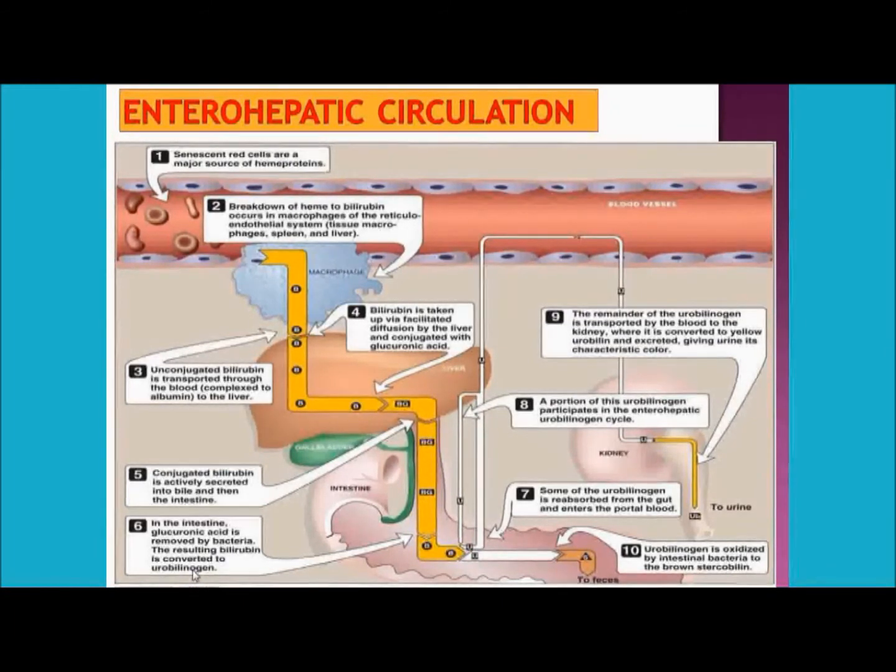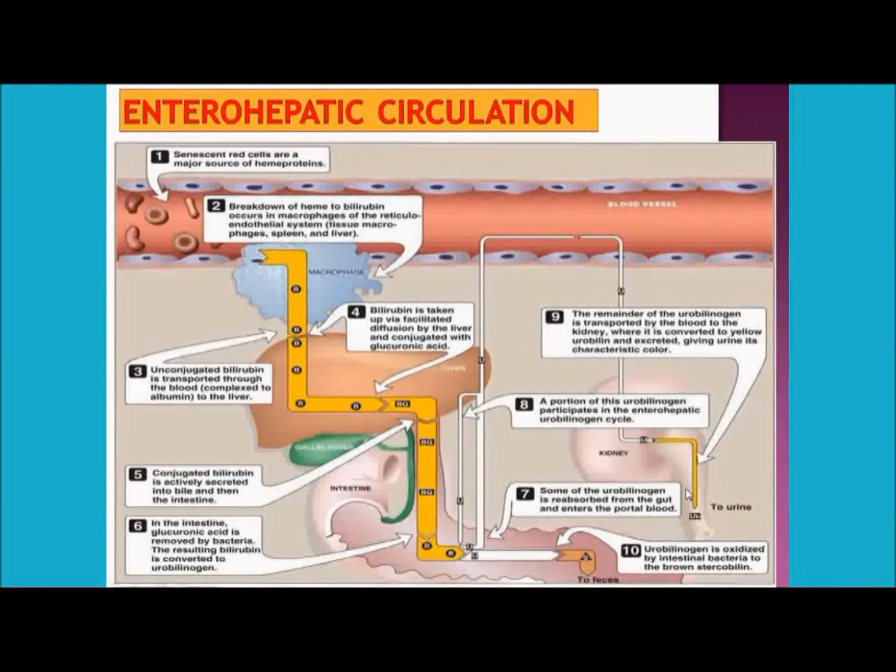Now the resulting bilirubin is converted into urobilinogen. This is the sixth step. The seventh step is that some of this urobilinogen is reabsorbed from the gut and enters the portal blood. You should remember that. The eighth step is that a portion of this urobilinogen participates in the enterohepatic urobilinogen cycle, right? It will be sent back to the liver. Moreover, the remainder of the urobilinogen is transported by the blood to the kidney, where it gets converted into yellow urobilin pigment, and it is excreted, giving the urine its characteristic color.